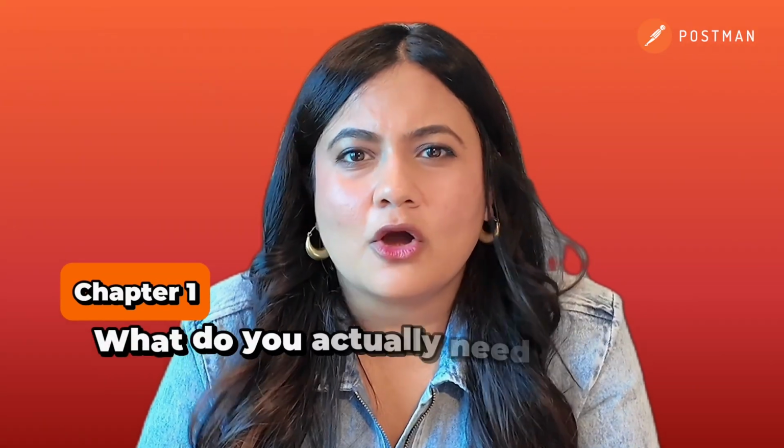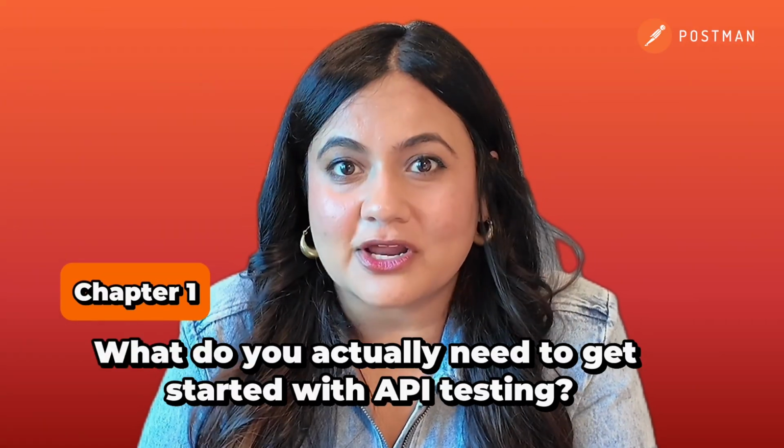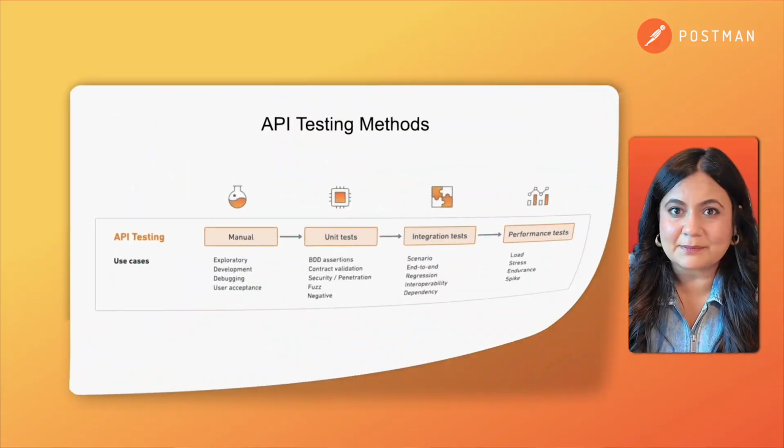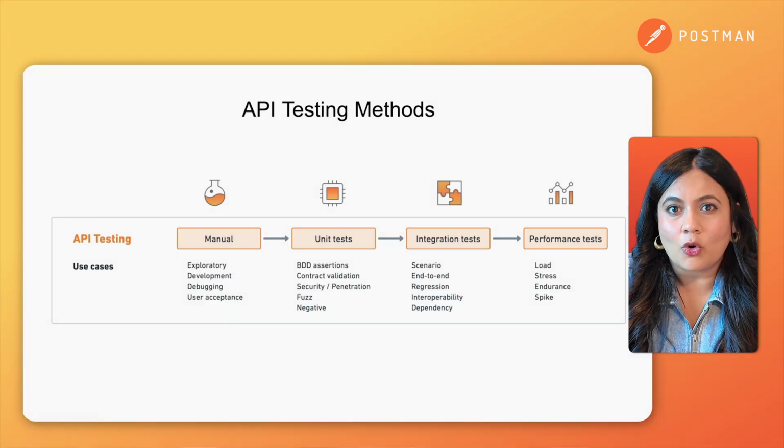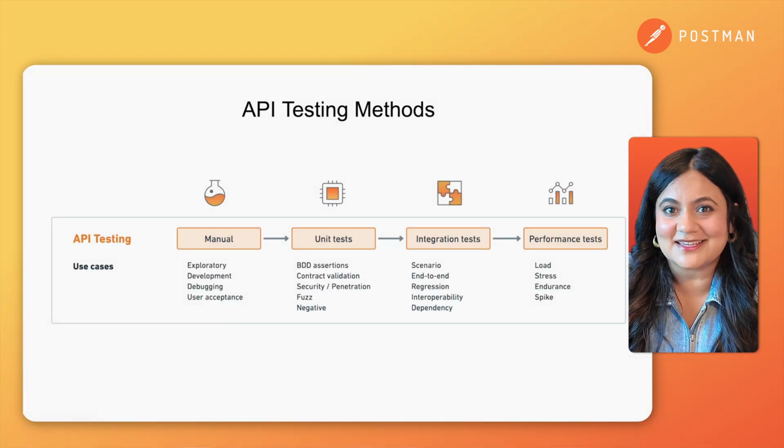Chapter 1. What do you actually need to get started with API testing? Let's break down having a solid API testing plan into 3 steps. These steps apply whether you're manual testing, using tools like Postman, or automating your scripts using CI/CD.